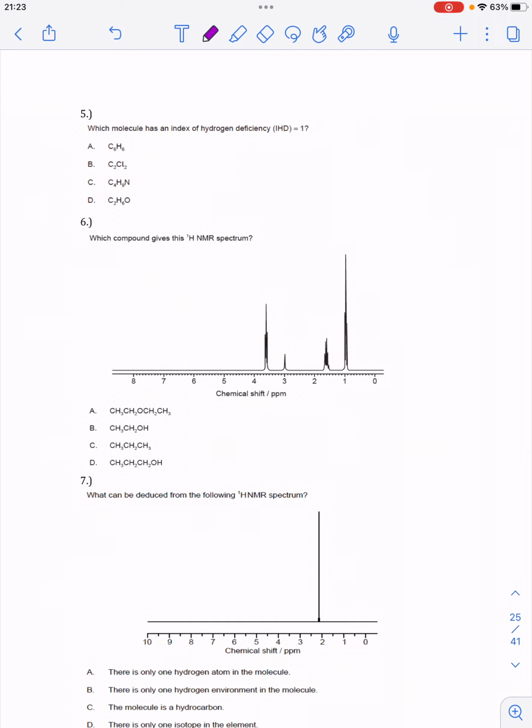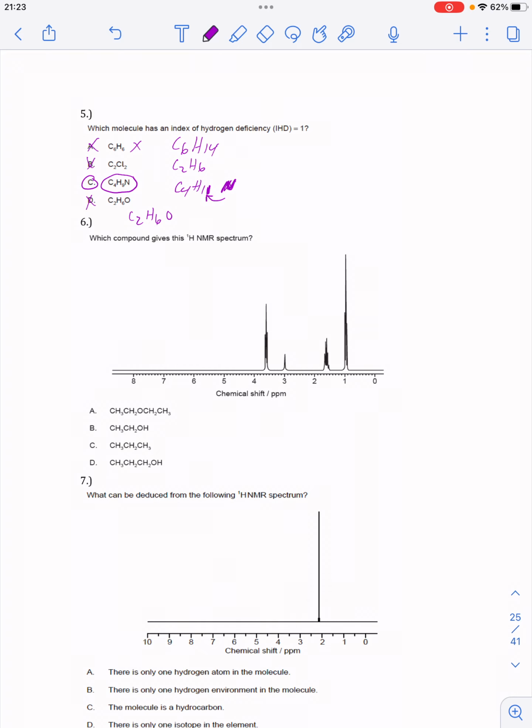5. Which molecule has an index of hydrogen deficiency of 1? So C6H6, that's way under, because it would be C6H14. Then we have C2H6, also way under. We have C4H10, but because there's a nitrogen present, that's C4H11. So this one is in fact missing 2 H's and therefore an IHD of 1. Remember that the presence of the nitrogen adds 1 to the target. And then C2H6O, this one has a value of 0, so it's not any of those.